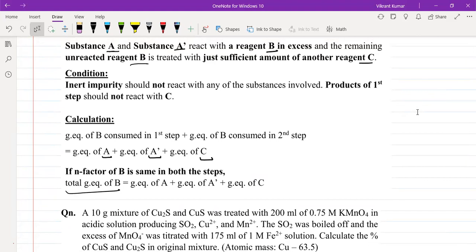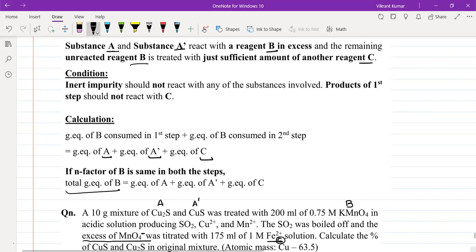नाउ ये क्यों SO2 को हटा दिया? क्योंकि SO2 इंटरफेयर इन द रिएक्शन एंड दैट्स व्हाई उसको हटा के, एंड देन it says excess of MnO4 minus is titrated with this thing. So this excess of KMnO4 will oxidize Fe2+ into Fe3+ है ना. And that's why we need to understand कि यहाँ पर if I say this is A, this will be A dash, this is B, and this is C.